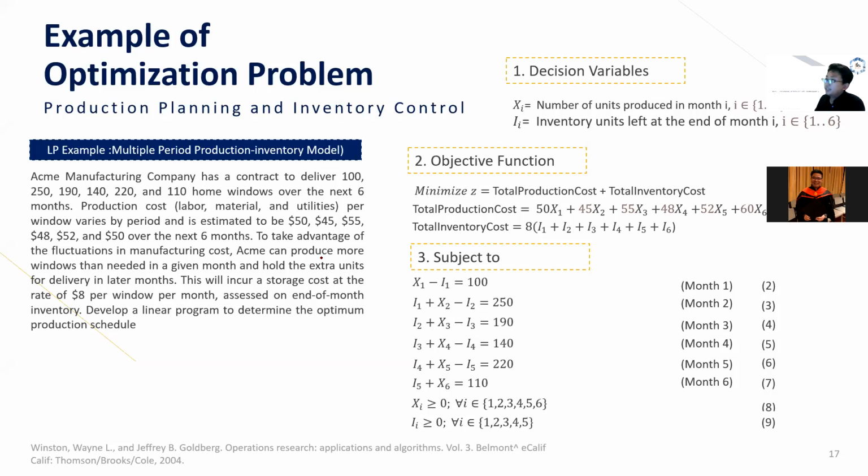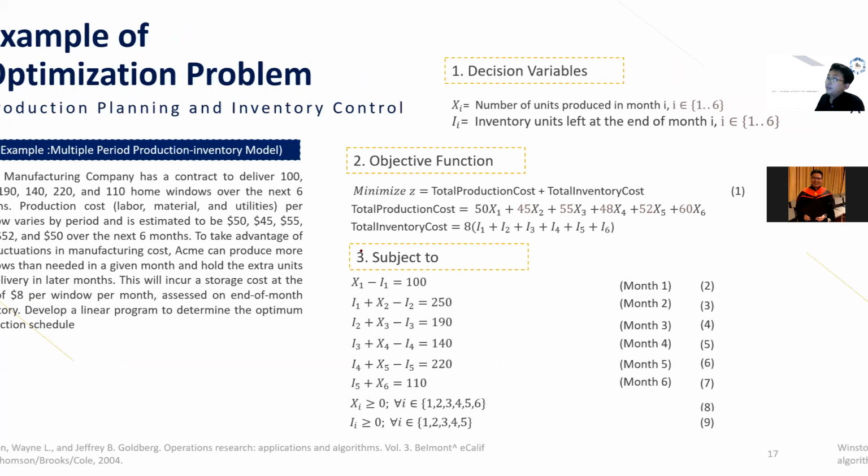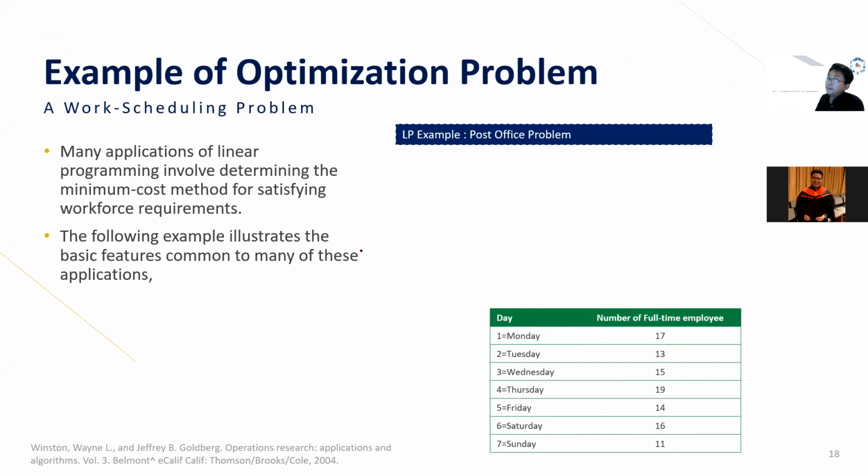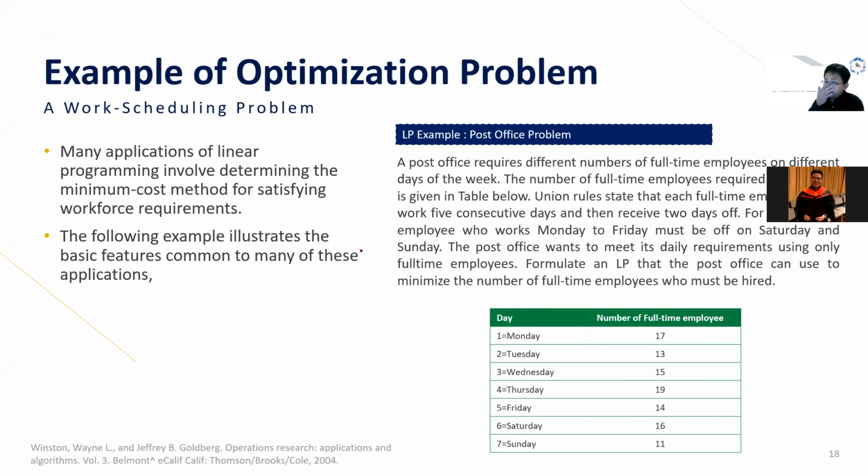The next discussion is about some more examples of optimization problems that also often appear and are used in practice or in research. It's called the work scheduling problem, in which the formulation is quite similar to the previous one, but this one will have more complex considerations. We will discuss the work scheduling problem in more detail next week.